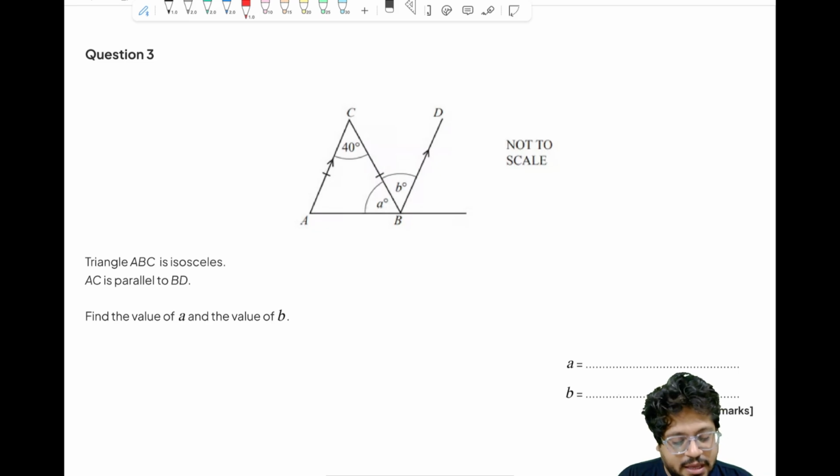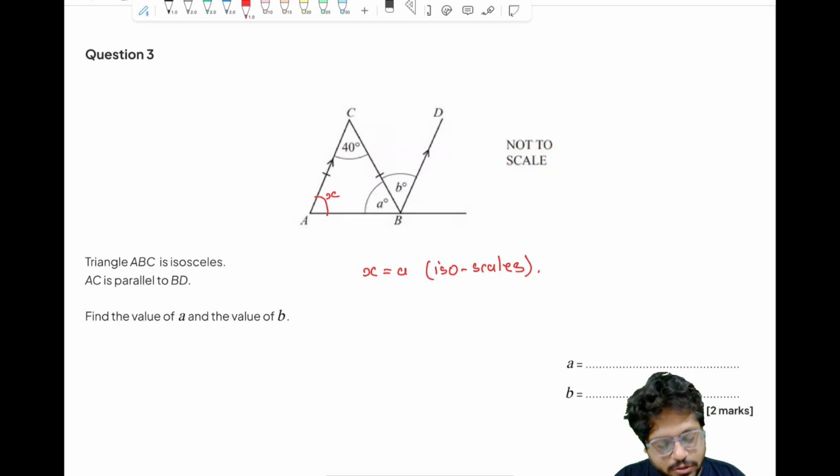We want to find this A and B. So first of all, this angle will also be equal to A. Let's call it X, and I'll write that X is equal to A, and the reason is isosceles. In an isosceles triangle, two angles which are opposite to the two equal sides are equal to each other. So X is also equal to A.